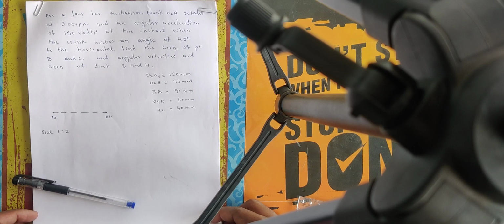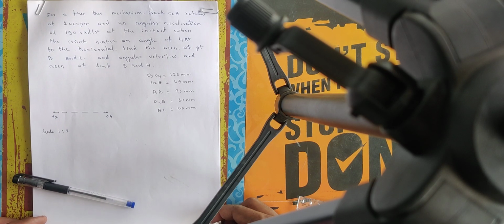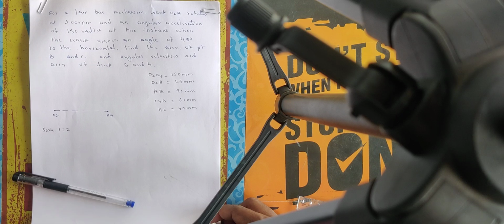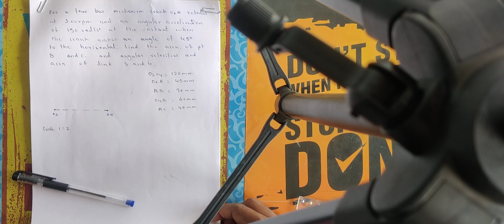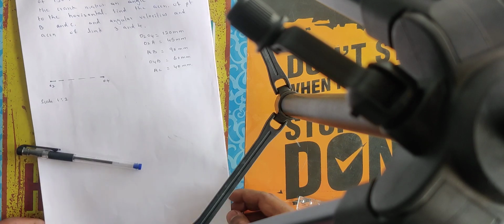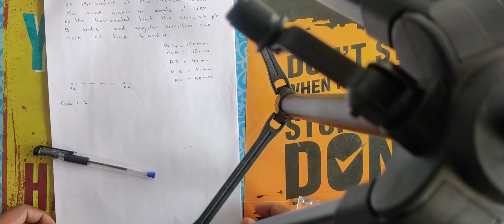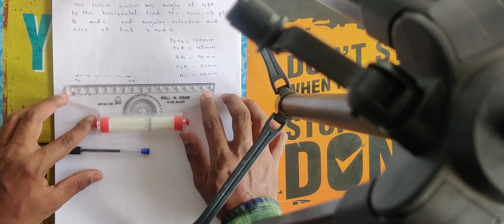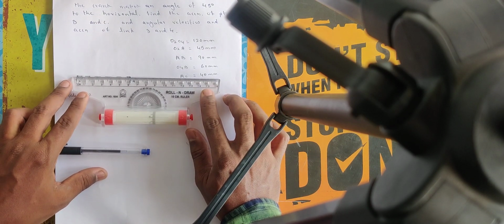So I've taken a 1:2 scale for this configuration diagram. First O2O4 has to be drawn. With a 1:2 scale, I'll draw O2O4 as 60 mm. If you observe here, it is 60 mm from here.